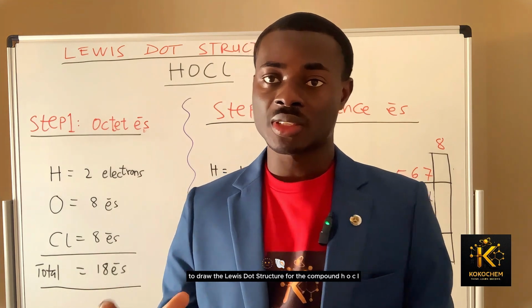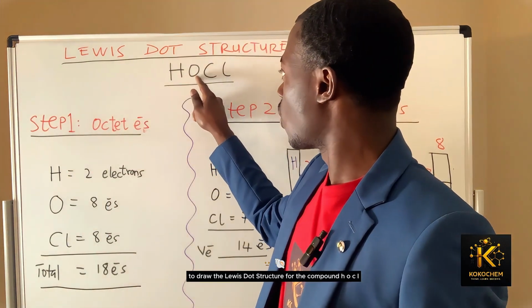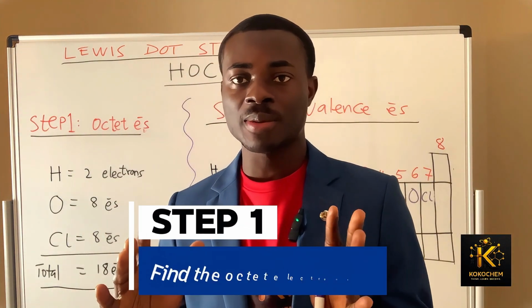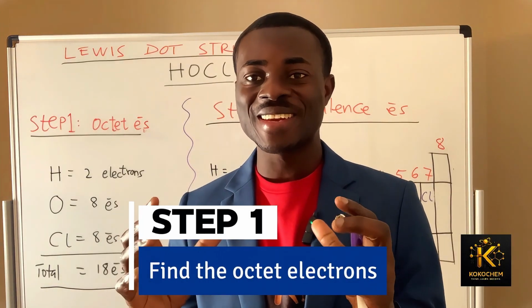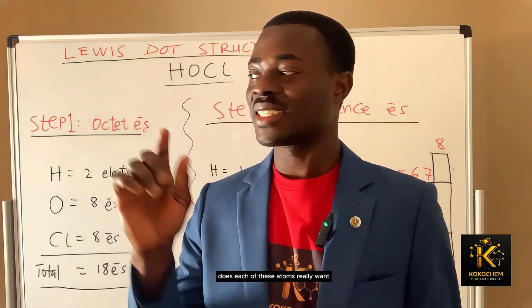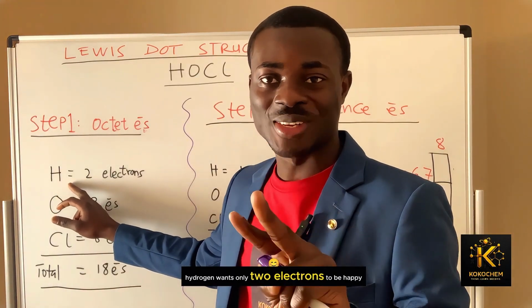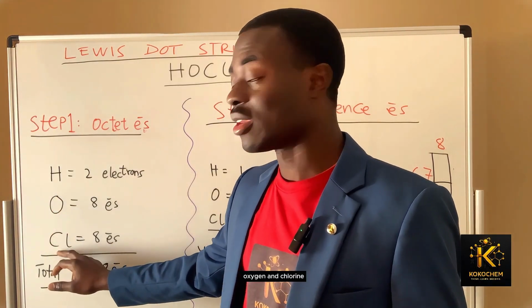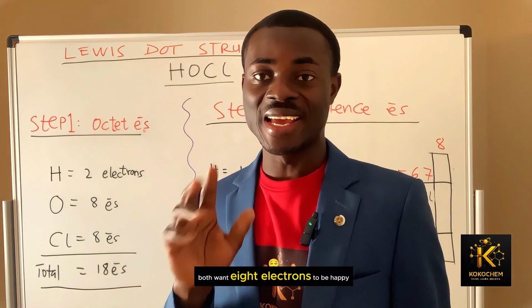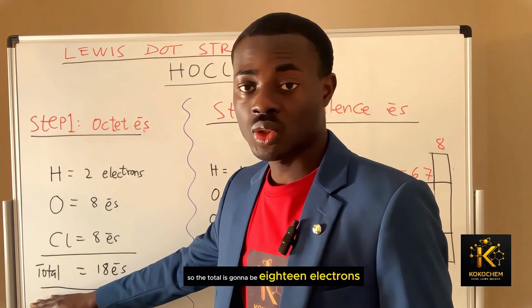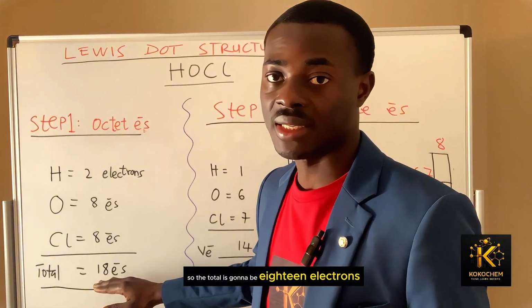To draw the Lewis structure for the compound HOCl, the first step you have to do is to determine how many electrons each of these atoms really wants. Hydrogen wants only 2 electrons to be happy. Oxygen and chlorine both want 8 electrons to be happy. So the total is going to be 18 electrons.